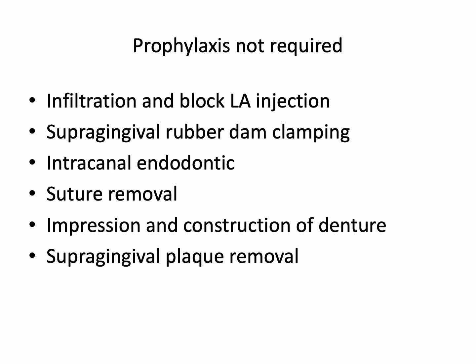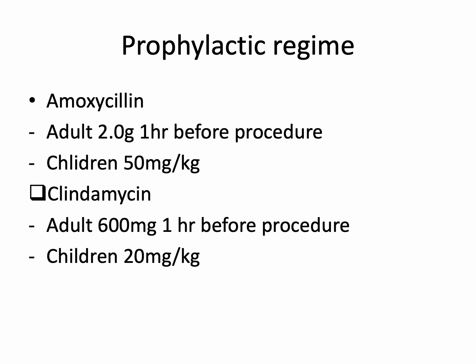It is also not indicated for supragingival rubber dam clamp placement, when you are doing intracanal endodontics, when you are doing suture removal, when you are taking impressions and constructing dentures, and when you are doing supragingival plaque removal. So the prophylactic regime for infective endocarditis, you can give amoxicillin 2 gram 1 hour before the procedure for adults, or 50 milligram per kg for children.